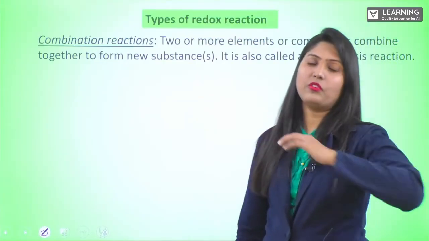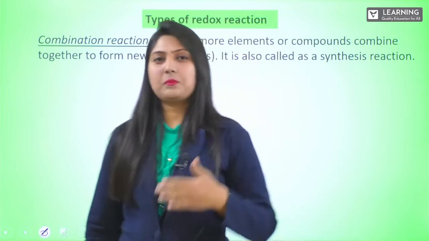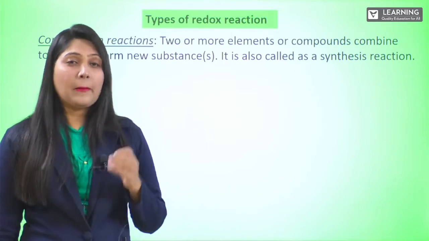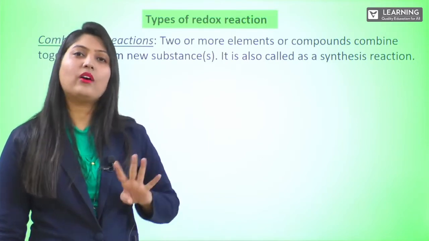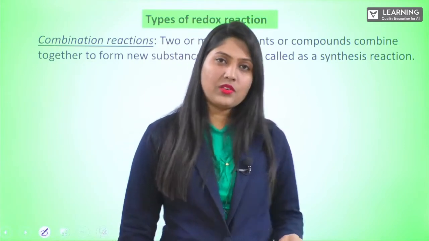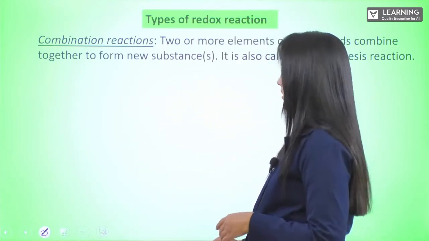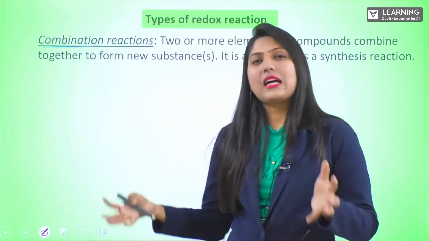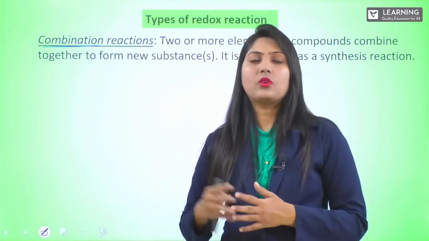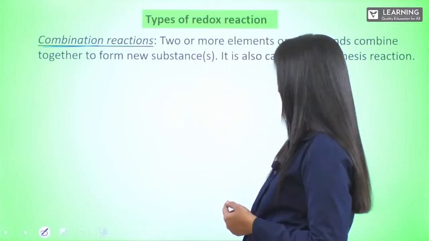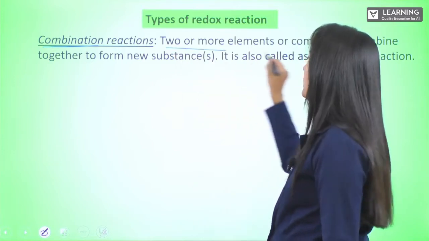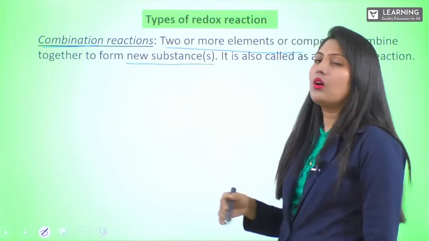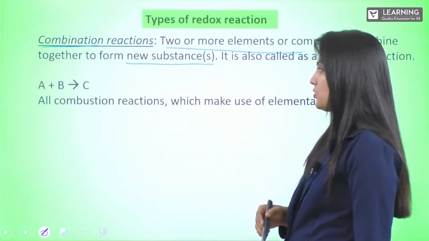Next, we have the types of redox reactions. So whenever we speak of a reaction taking place, we have some types in that. Mainly in chemical reactions, we have 4 types. One is the combination reaction, which we are studying right now. Combination reaction means what? 2 or more elements combine to form a single unit or single substance. That we call a combination reaction. You can see here the 2 or more elements or compounds combine together to form a new substance, or sometimes new substances. We call it a combination reaction.